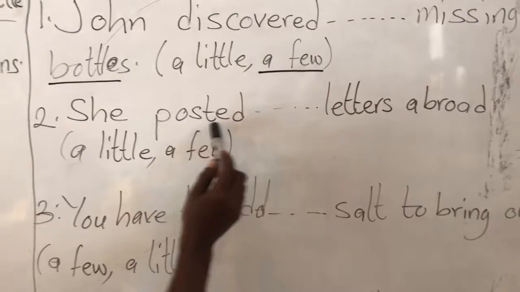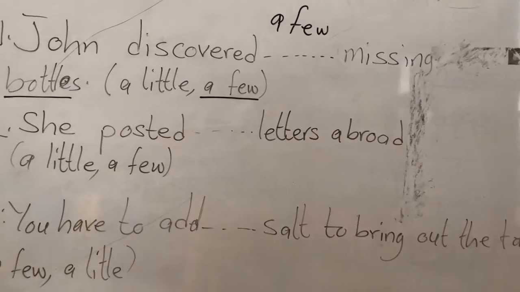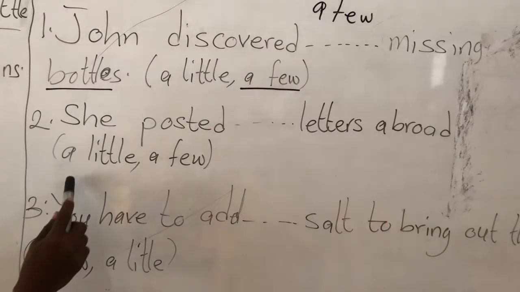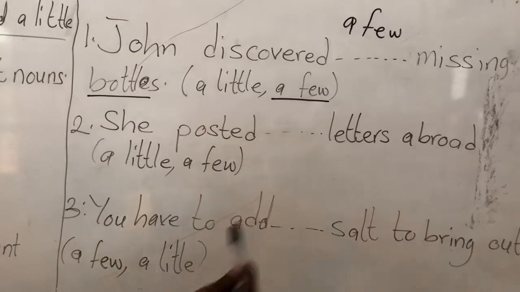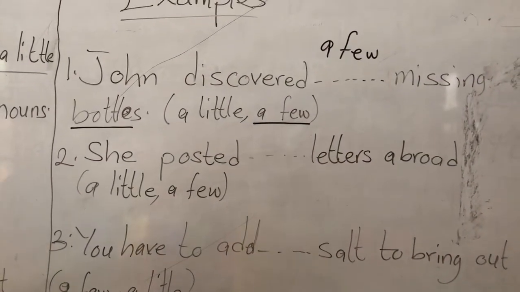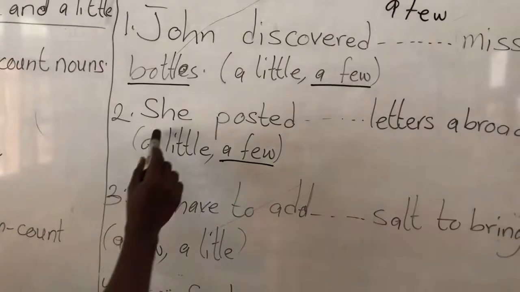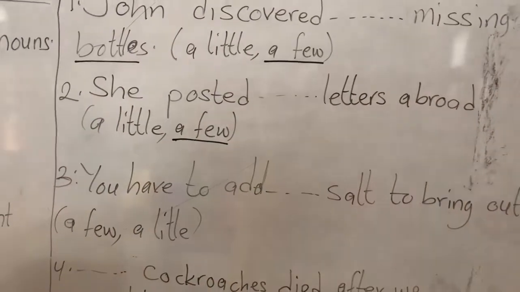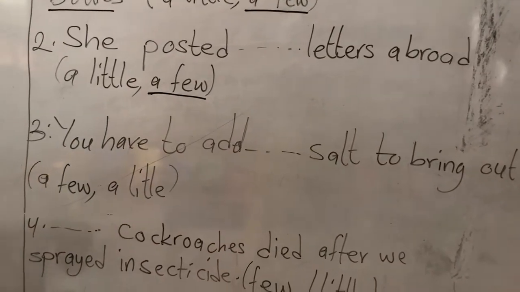She posted letters abroad. Now I hope we can count letters, right? Very good. So we have a little, a few. Okay? Since we can count letters, letters is what? A countable noun. So we use what? A few. So she posted a few letters abroad. Good. Let's move on to the next example.